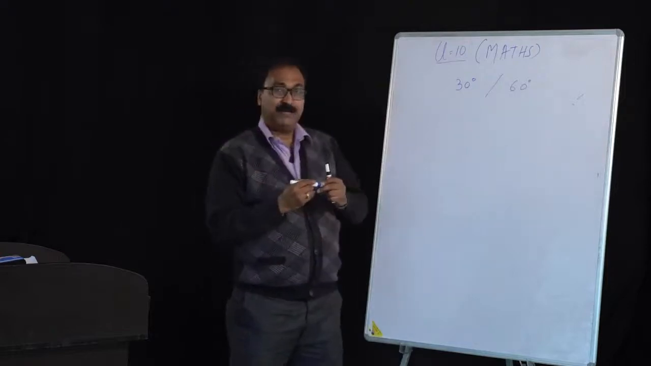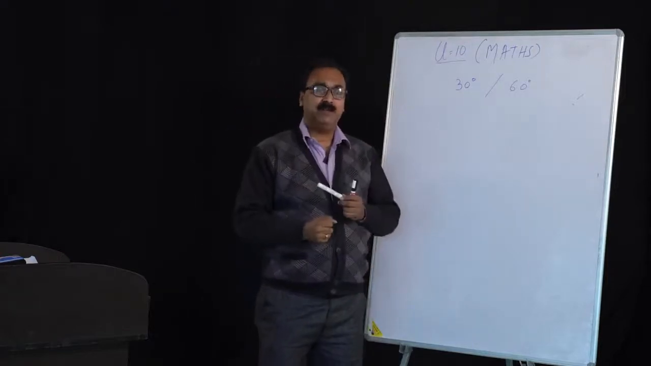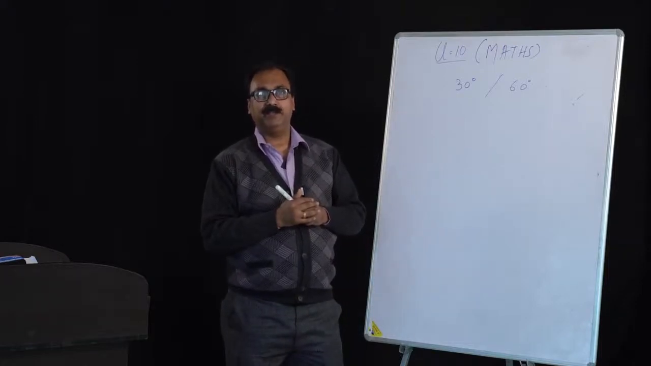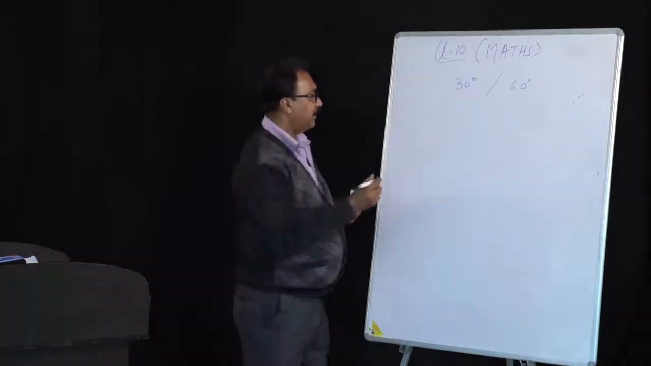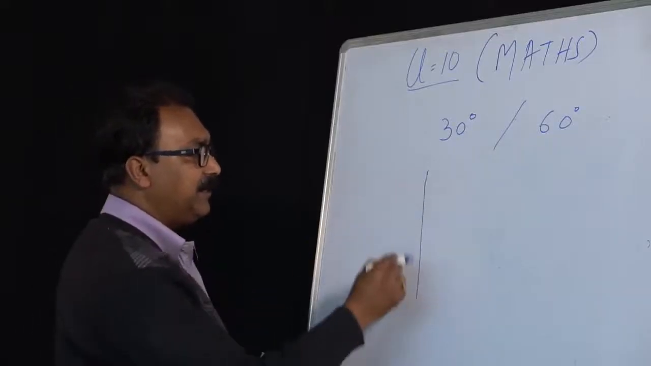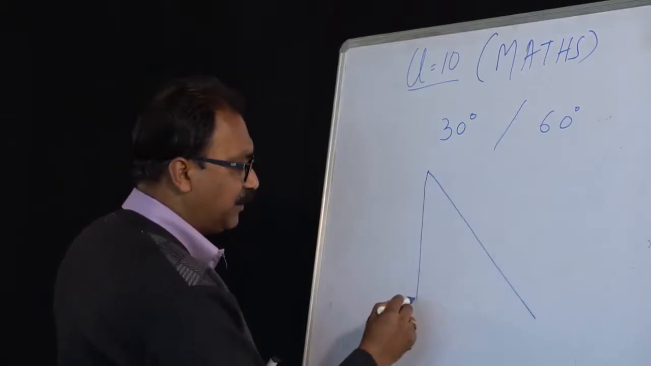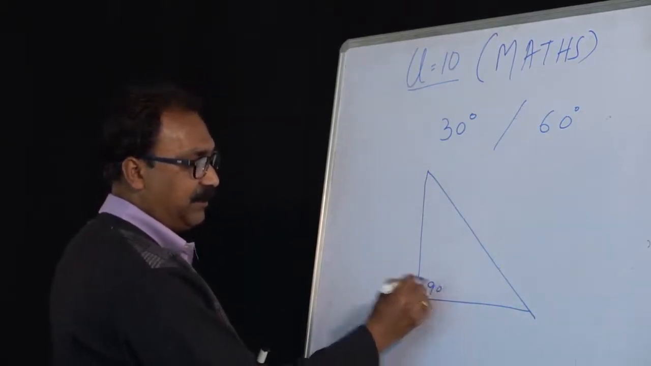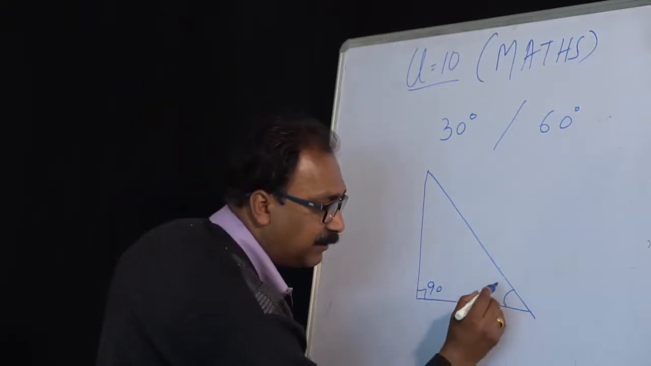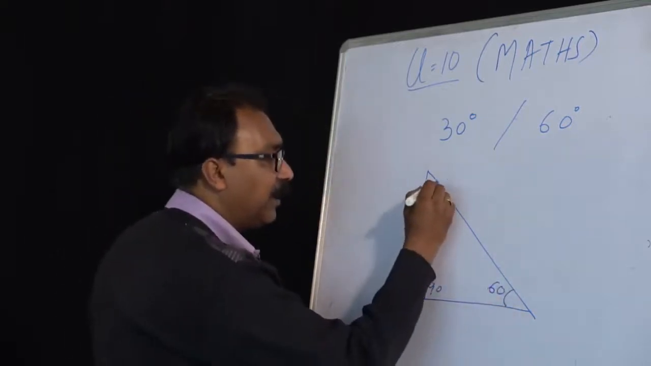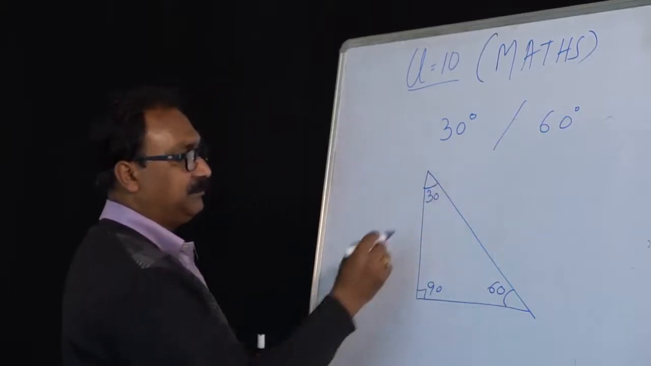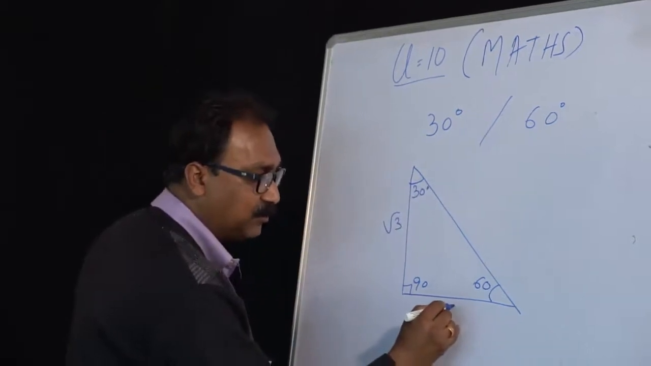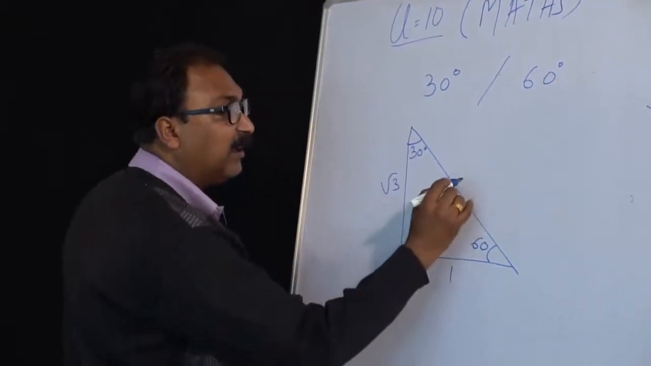You can prove 30 and 60, but I'll give you one shortcut idea. With the help of those two figures, we can easily find 30 degree and 60 degree. Clear? Look here. In case of 30 degree and 60 degree, you remember this figure. Consider a right triangle, this is 90 degree, and here is 60 degree and 30 degree, and the sides are root 3, 1, and 2.